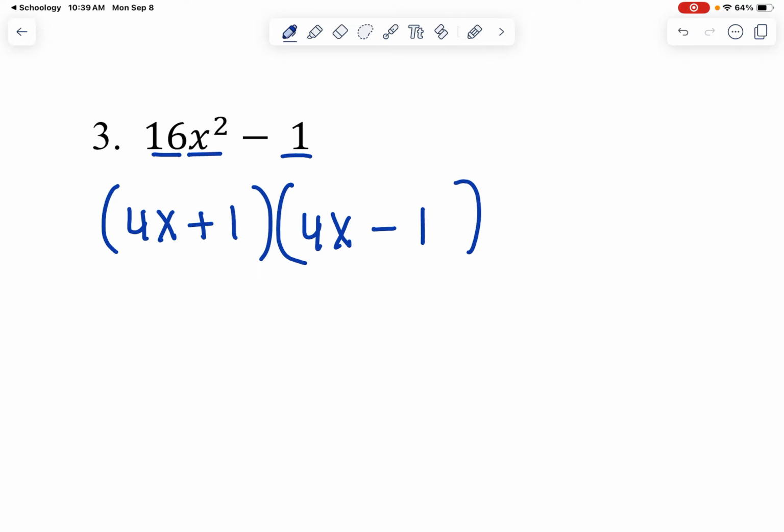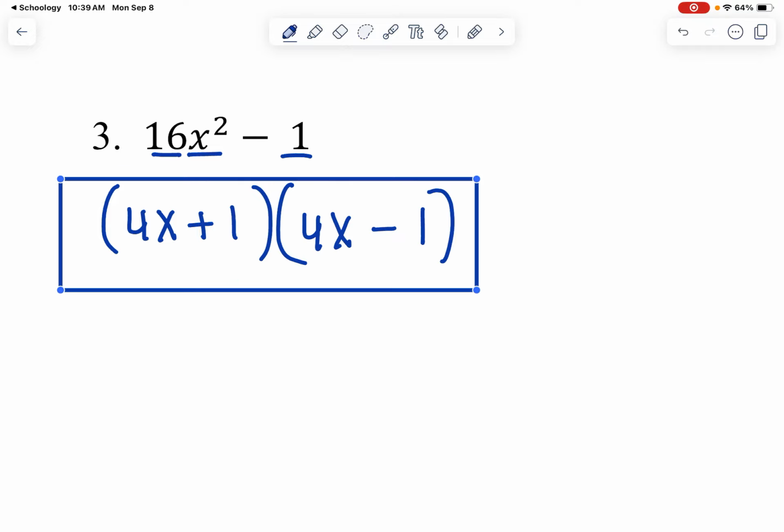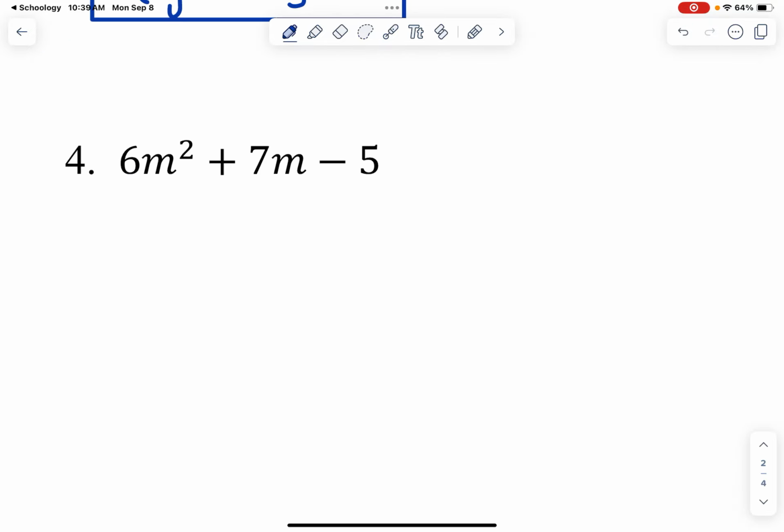Now, since both of those are linear, this is completely done being factored. If one of them was a quadratic still, or both of them would have to be actually, since it's a difference of squares, then I would try to still factor, but that one's done. All right, next here, first thing I look for is a GCF.